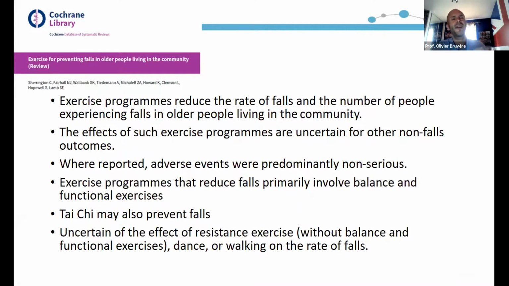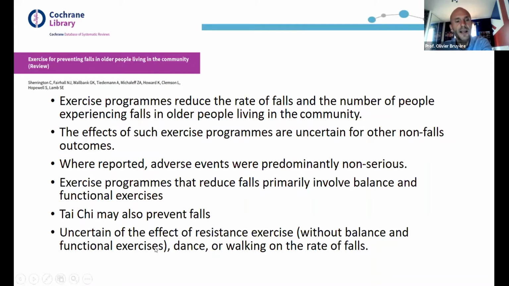So it's not clear if we are able to reduce the fracture of the patient, if we are able to reduce the hospitalization of the patient, or if we are able to reduce the nursing home admission. So once again, if our objective is really to reduce the falls of the patient, let's be clear, exercise programs could reduce the rates of falls.